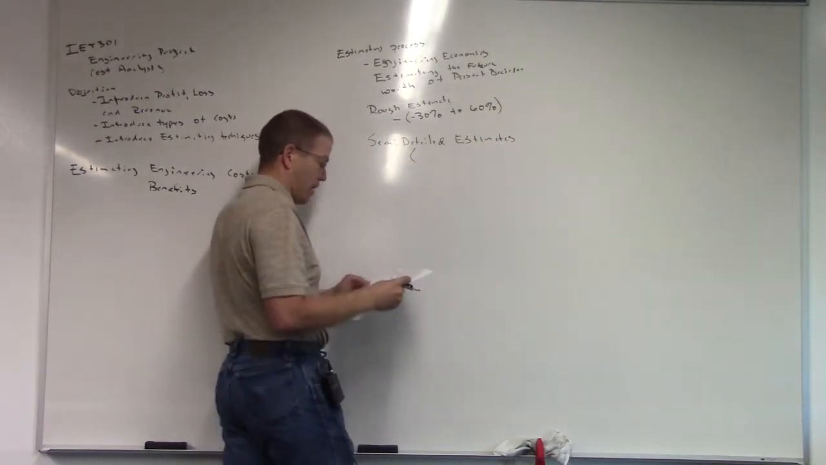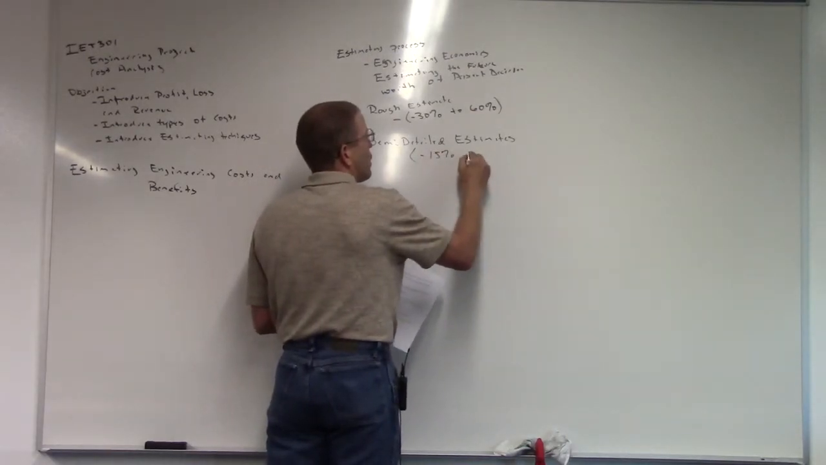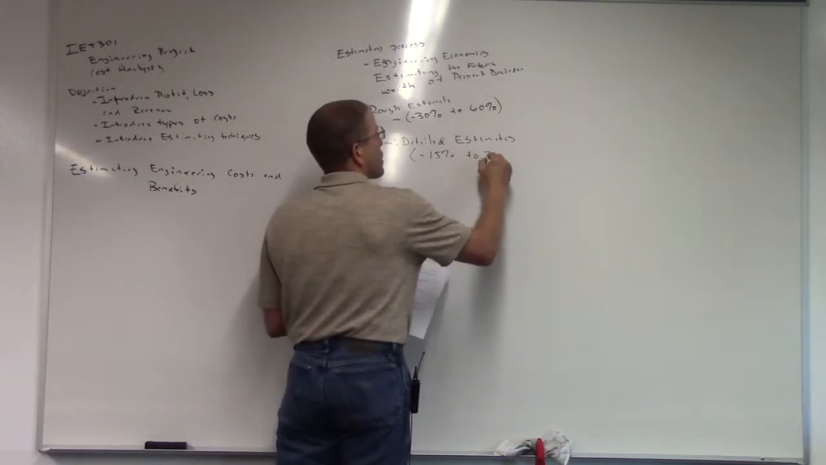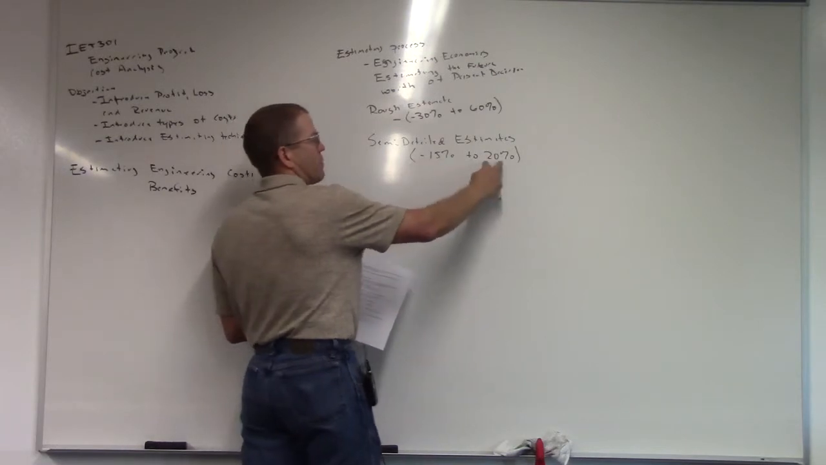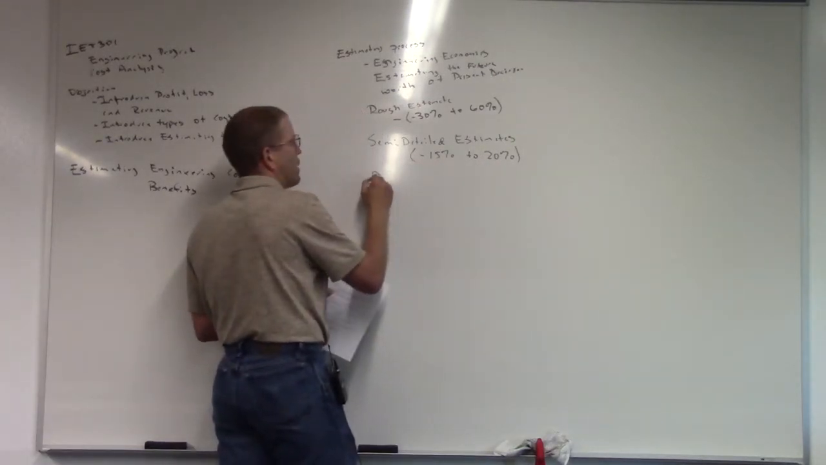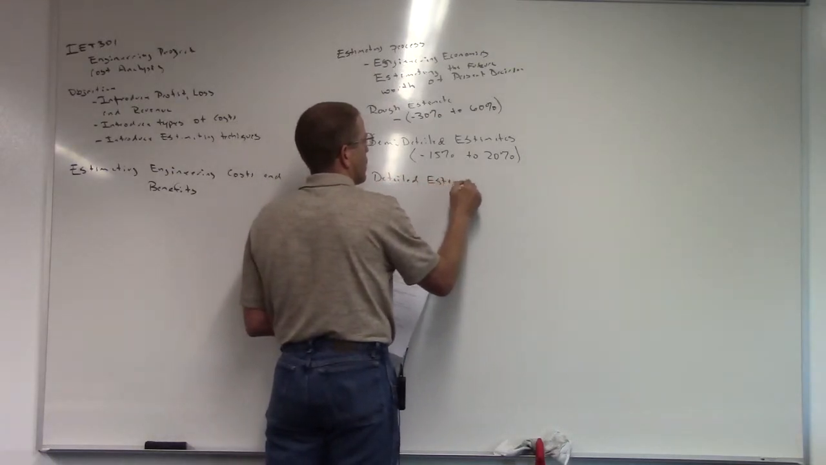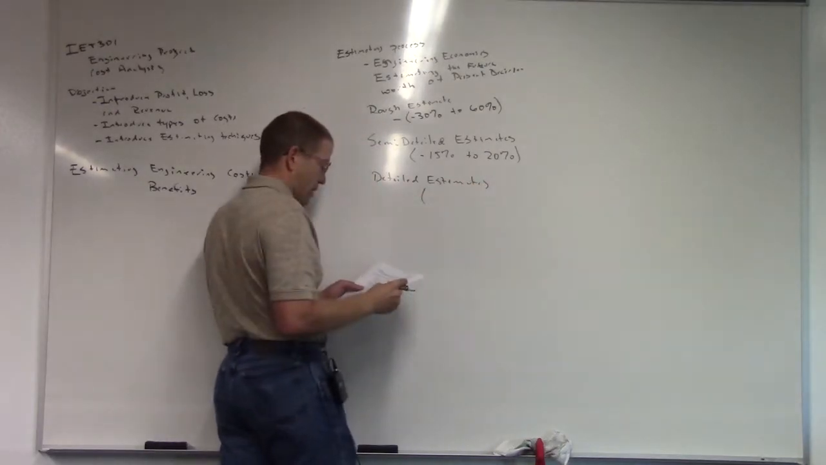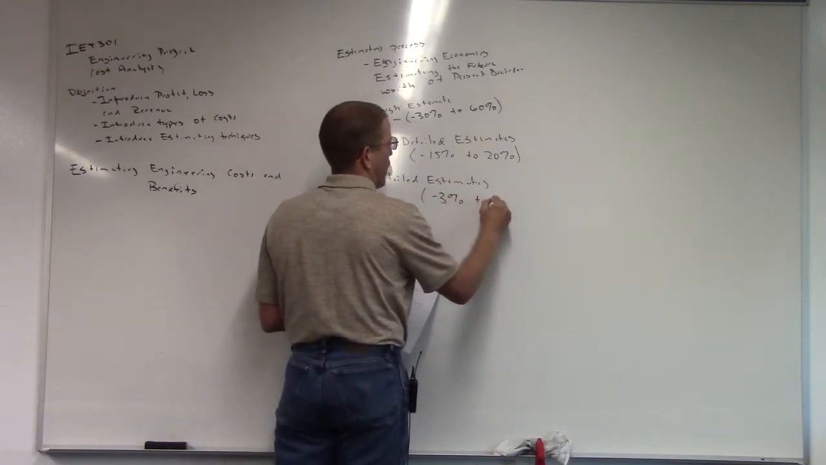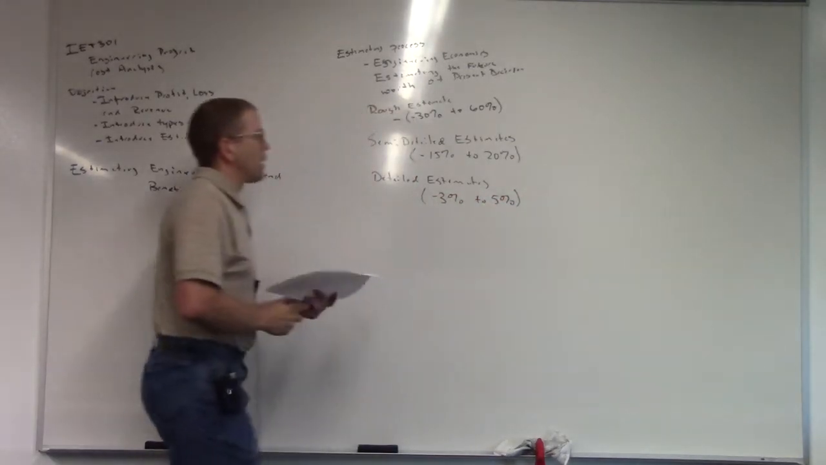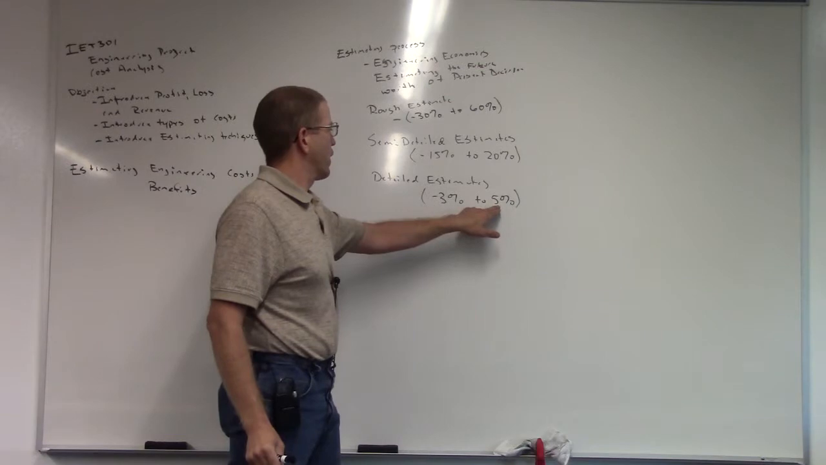These estimates are between 15 to 20% accurate, so they can be 15% under the actual cost up to 20% over. And finally, we have detailed estimates. These estimates range from -3% up to about 5% accurate. So they can be slightly below or slightly above the actual result.